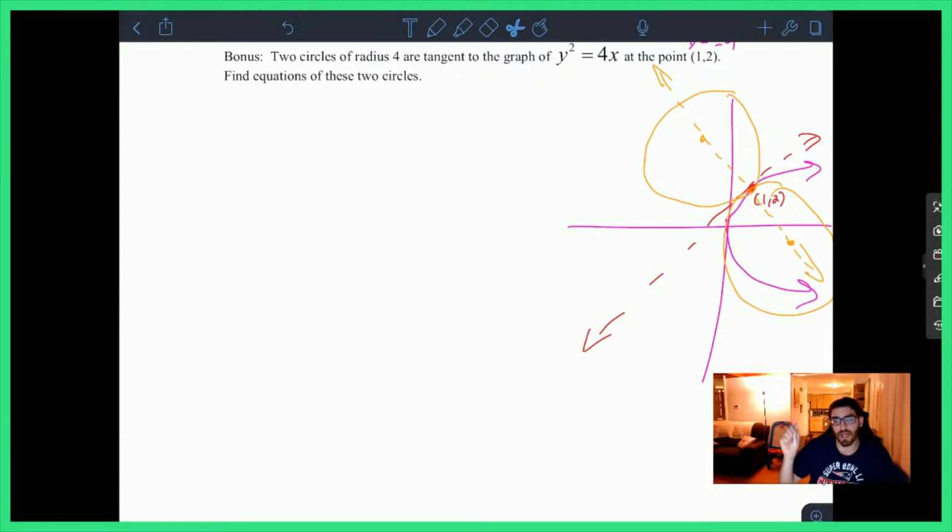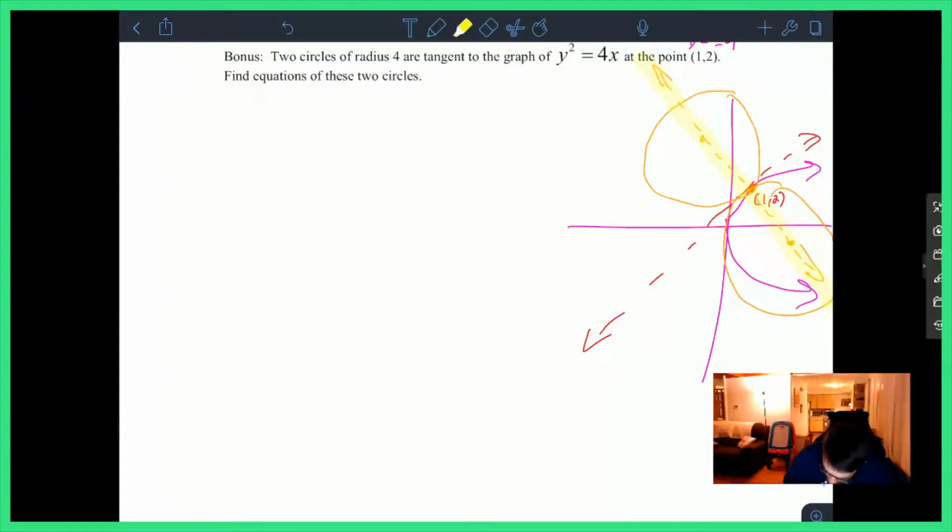Interestingly enough, the center of the circle will lie on the normal of the curve, because the normal, which is this line right here, is actually perpendicular to the tangent, right? It's perpendicular to the tangent. So that's actually where the normals are going to lie. And so I think we can probably jump into the problem. We know the radius is 4.